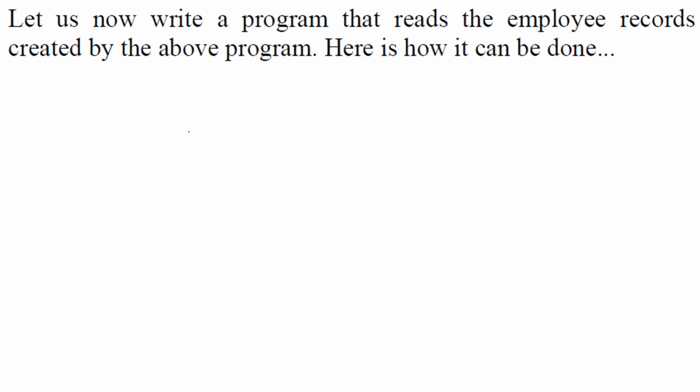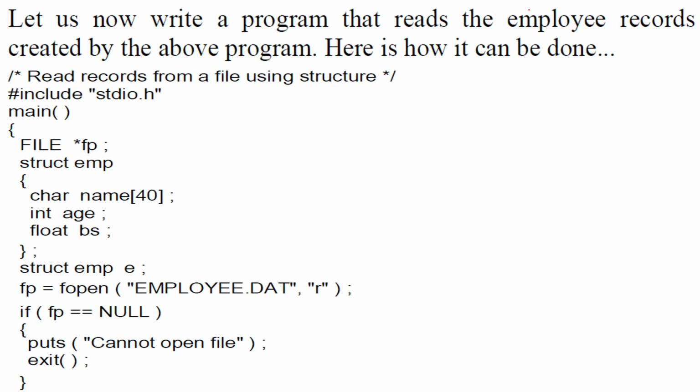So now let us write the program to read the employee records created by the program we have just written. We took the input from the user and placed it in the file. Now we want to read from the file. So this is reading records from a file using a structure. Again we have stdio.h, a file pointer, and a structure variable. We assume the content is already written, and we have 3 records written here: the name, age, bs, like this.